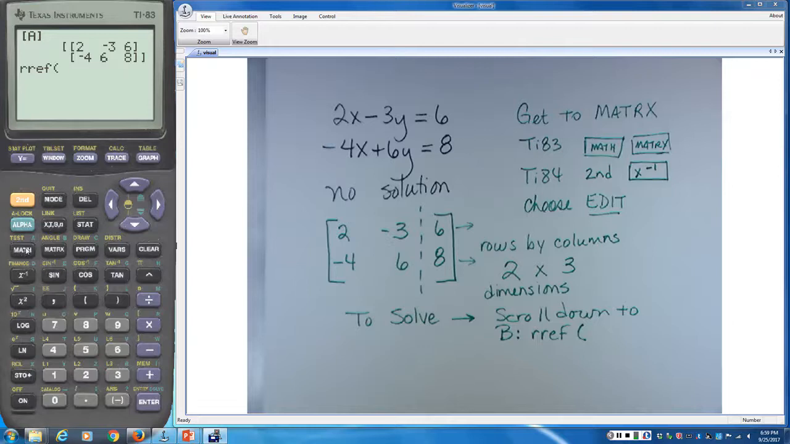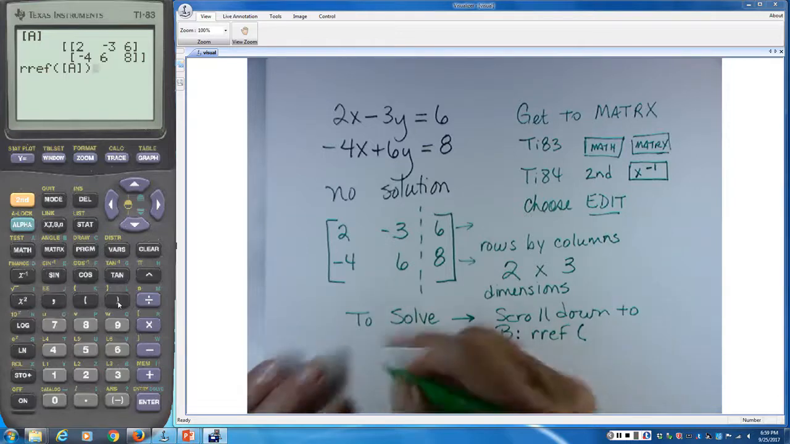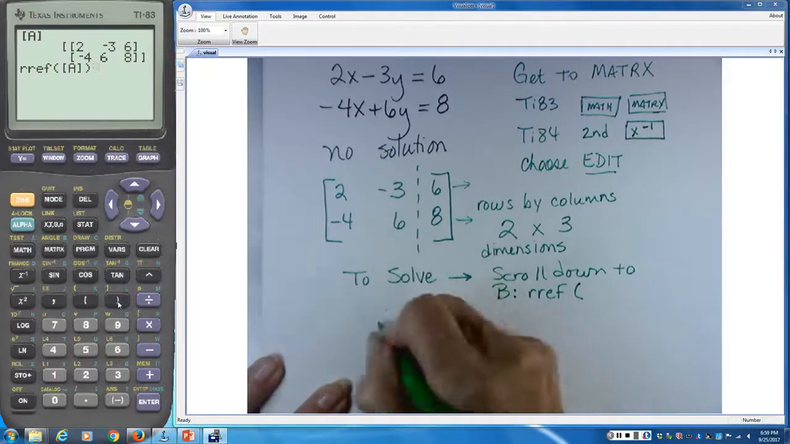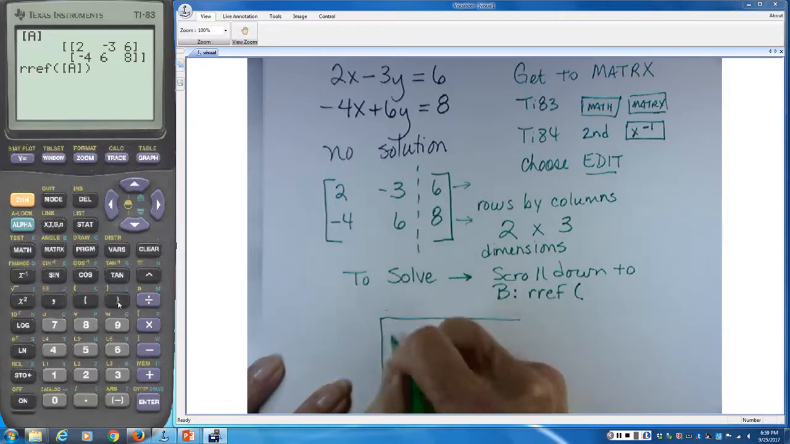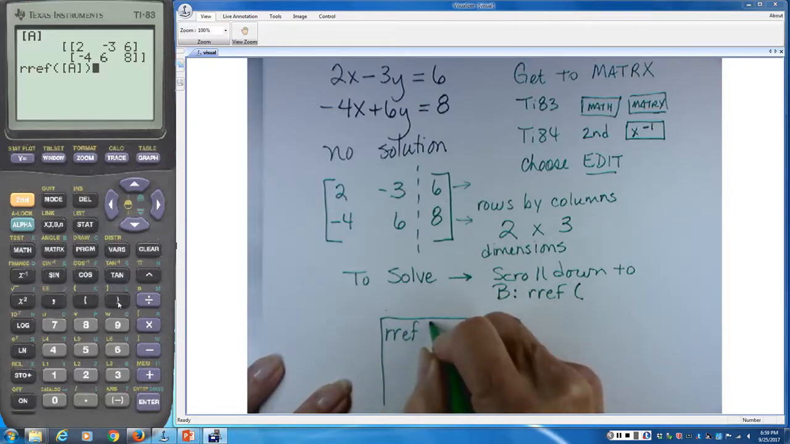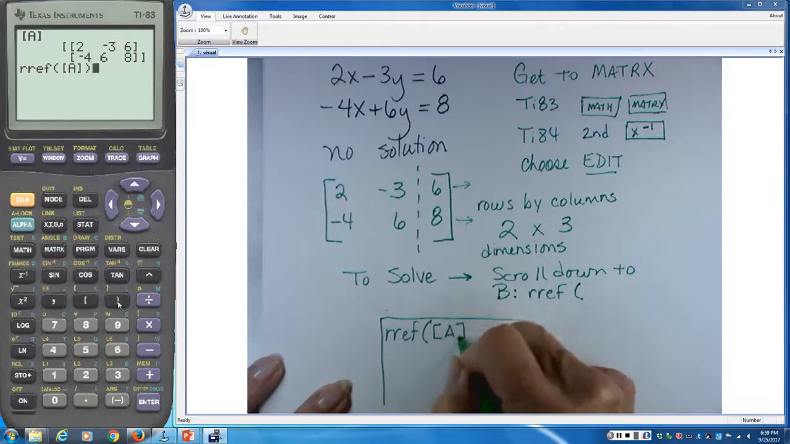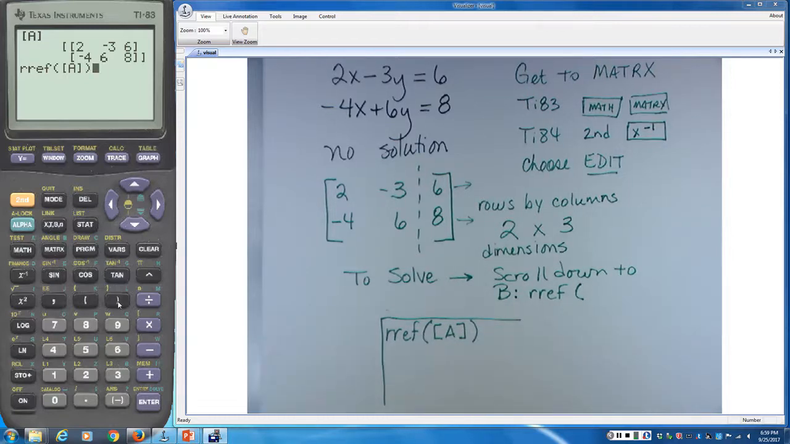And then go back to matrix again and choose matrix A and close the parentheses. And after you've closed the parentheses, you can hit enter. This is what it gives me. It gives me back this matrix.